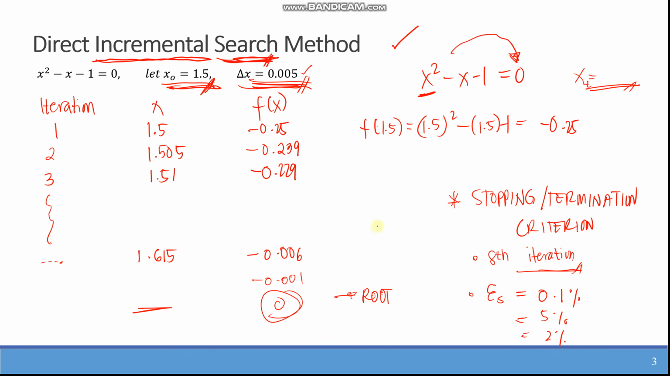So the first method, we have the direct incremental search method. This is time consuming, and then you are still not sure if you are close to the correct answer or correct solution or not. This is the first method.